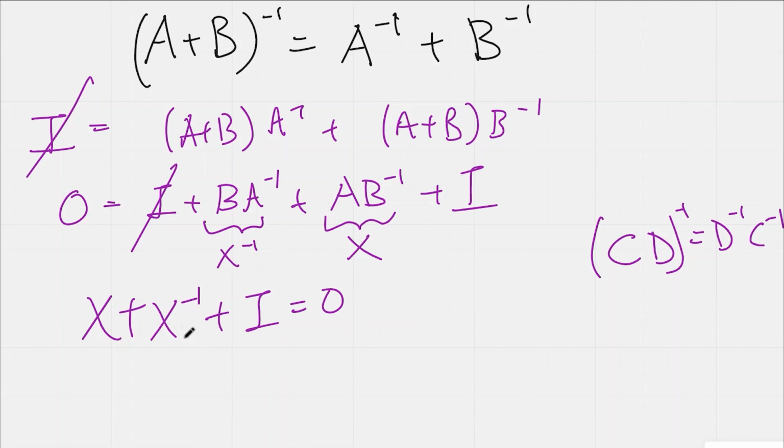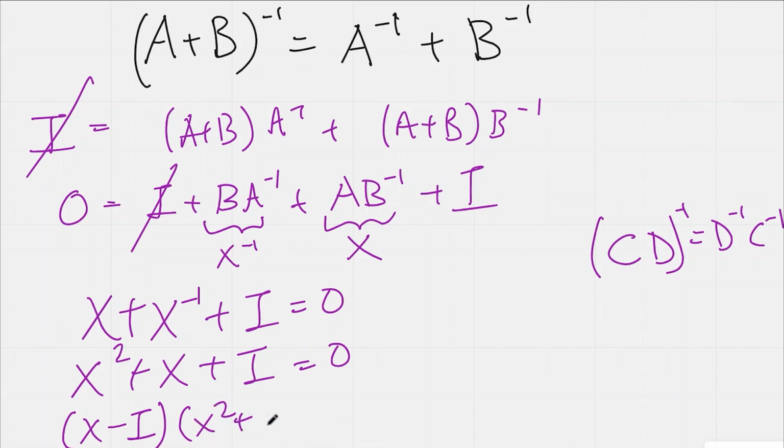Okay, let's get rid of this X inverse by multiplying through by X. So I get X squared plus I equals 0. So this X times X gives, this X inverse times X gives me the I there, and this I times X gives me this. And now this reminds us of a geometric progression where we're adding up three terms. And one thing that's quite nice about this is if I multiply both sides by X minus I, what do I get?